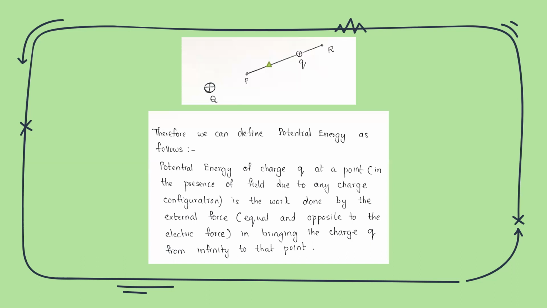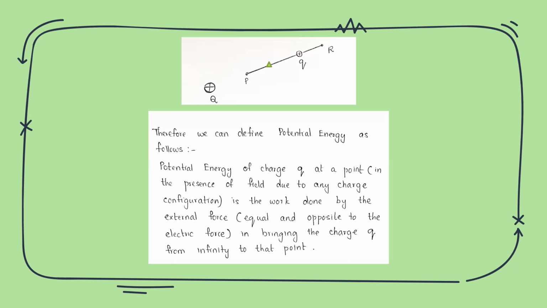From infinity means we are bringing it from a very far away distance to a point P in the electric field. That electric field was created by some other charge, capital Q. So once again, let us have a clear definition of the potential energy. Potential energy of a charge q at a point is the work done by the external force in bringing the charge q from infinity to that point.